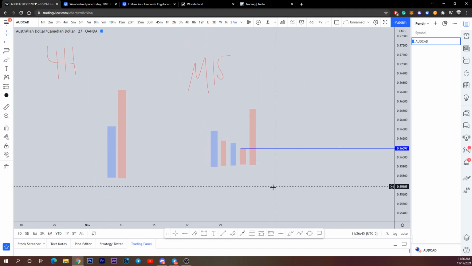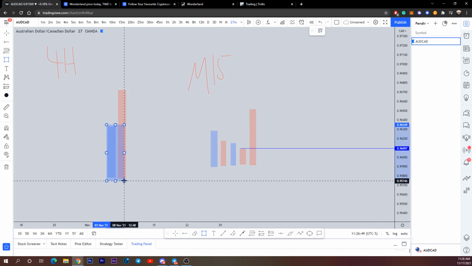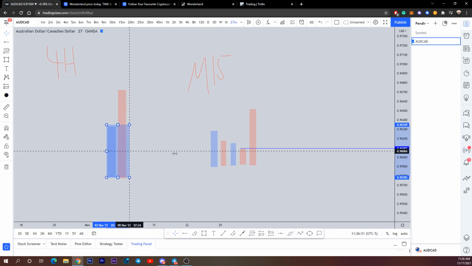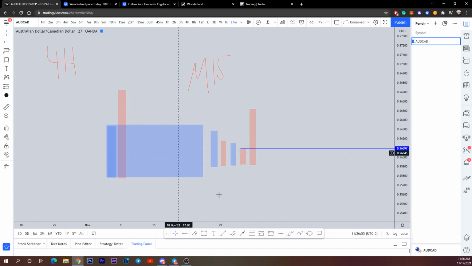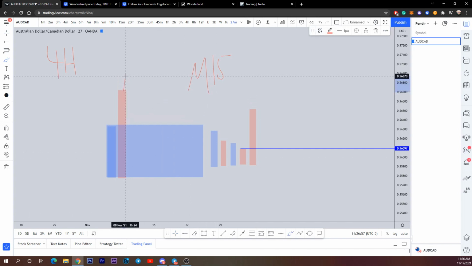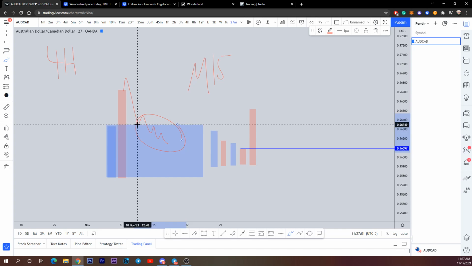So let's look at this, right? This is a sponsor candle here. This right here would be your entire range. This right here would be considered your point of interest. So basically, with this being your point of interest, you're going to wait for the market to come inside of here and give you a lower time frame entry, and you're going to look for the entry inside of here.